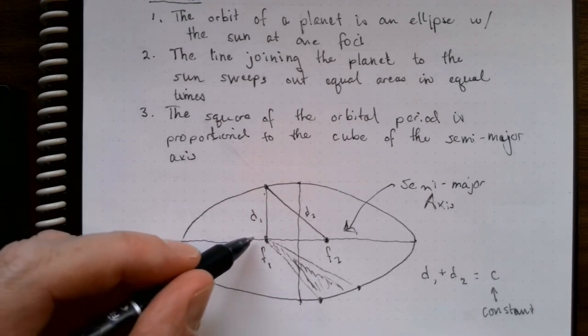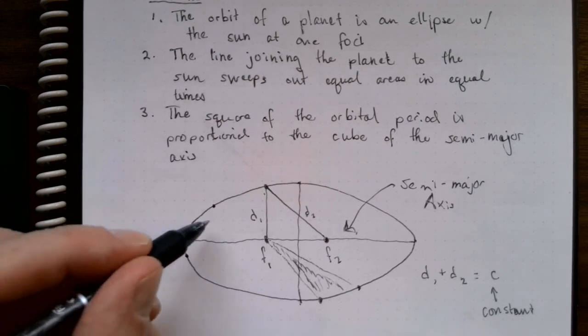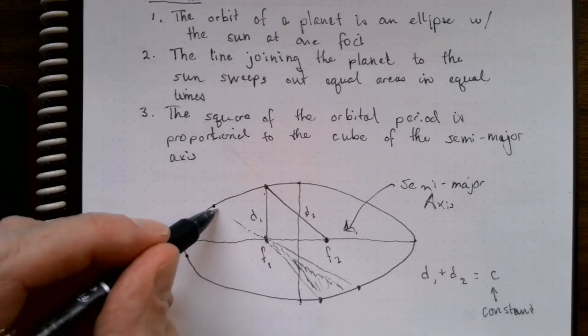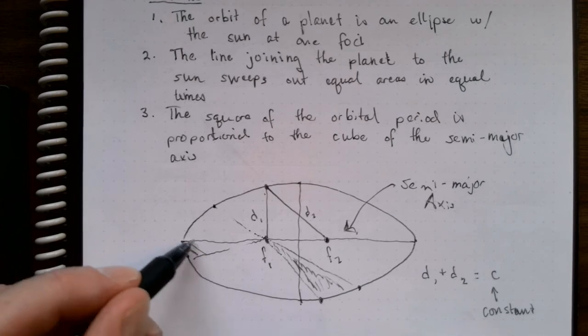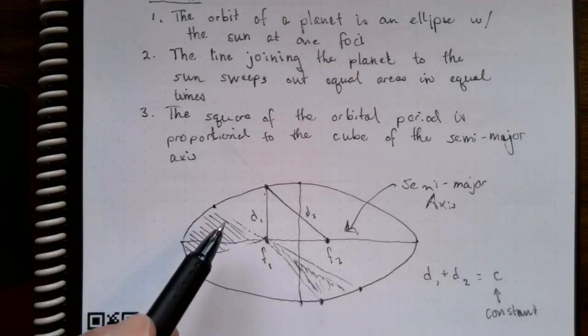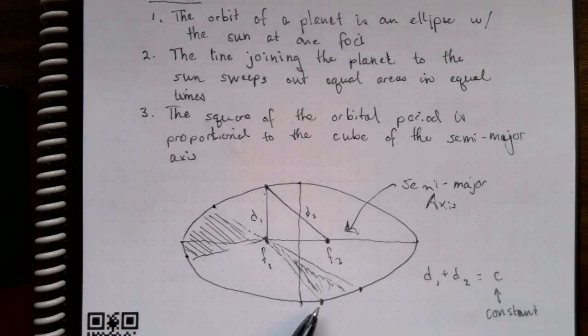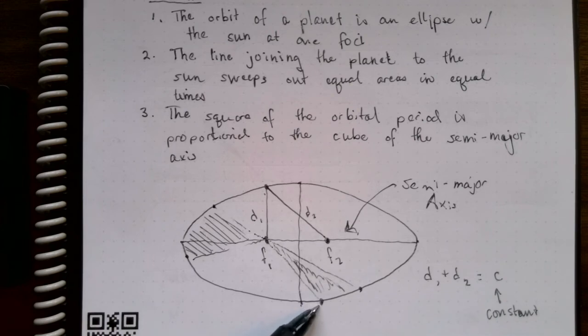and let me go over here. Let's say the planet goes from here to here in the same time as it did to go from here to here. So Kepler's second law is saying that these two areas would be equal as long as the time it takes for this trip is the same as the time it takes for this trip. So that's what Kepler's second law is all about.